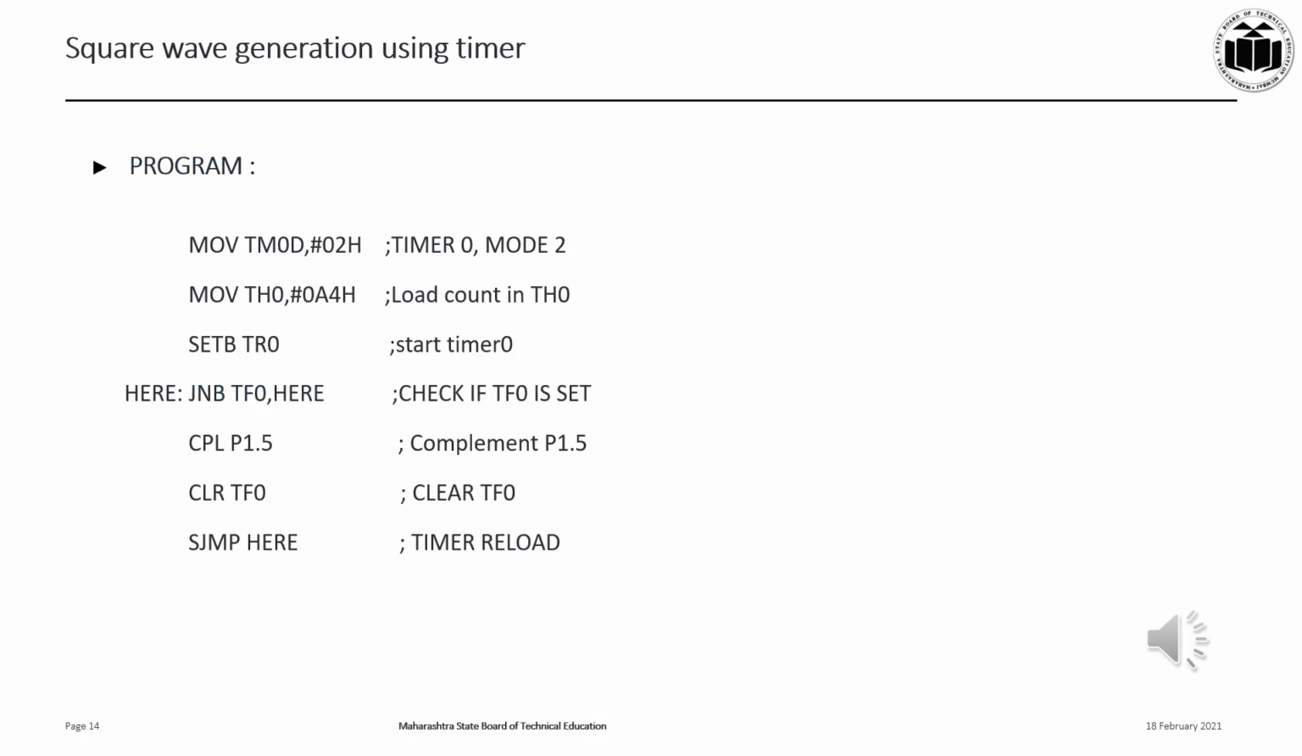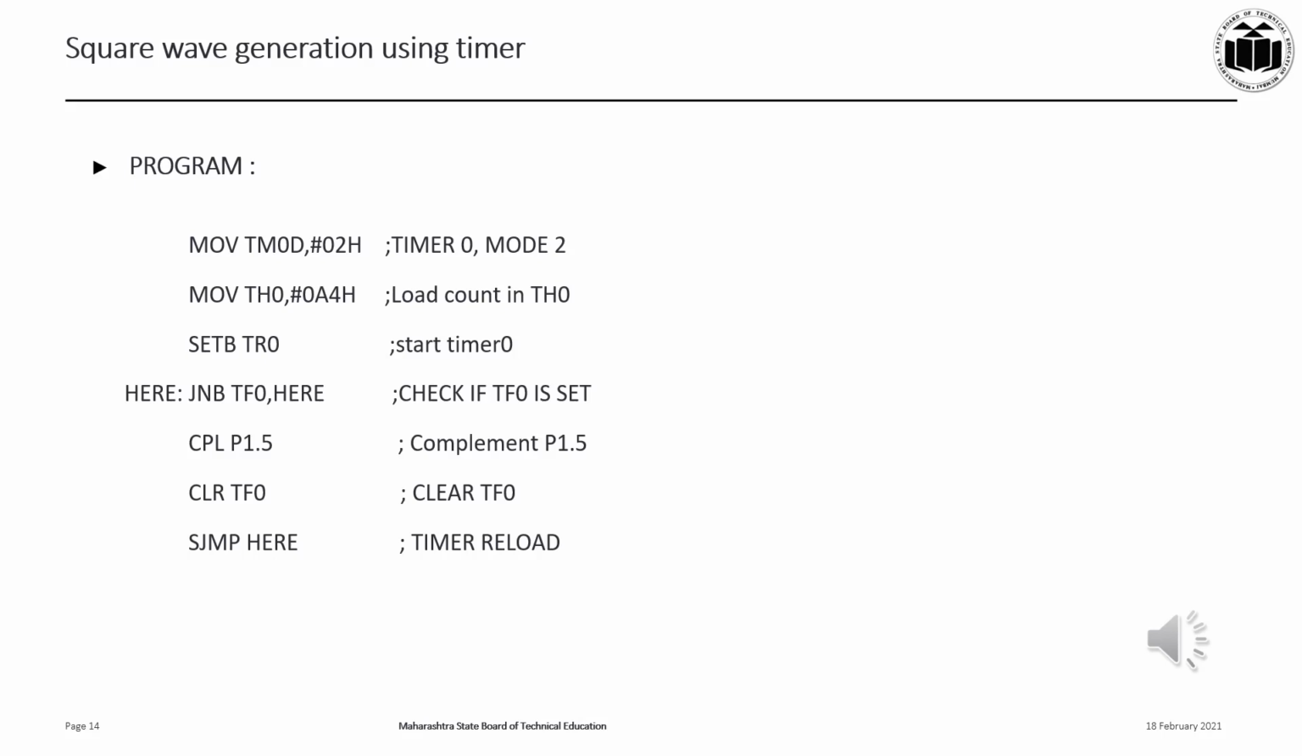To understand this program, let me first remind you about mode 2 of the timer. Mode 2 is the 8-bit auto reload mode in which the TL register acts as an 8-bit up counter and the TH register acts as a register which holds the count. So in this mode, the count is loaded in the TH register. When the timer is started, the count from the TH register gets loaded in the TL register. Then the TL register increments by 1 upon every machine cycle. When the TL register overflows, the TF flag is set to 1 and the original count is automatically reloaded from the TH register to the TL register. Let us now see the program.